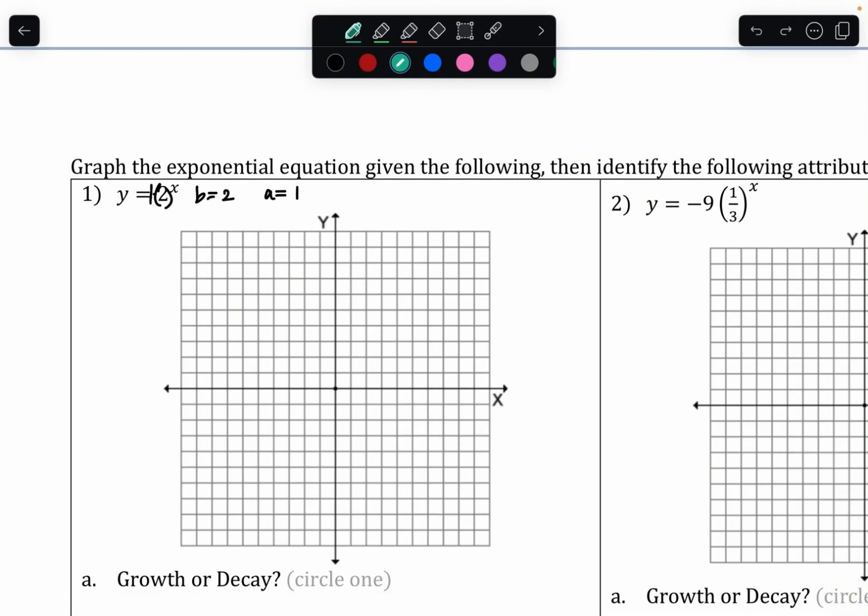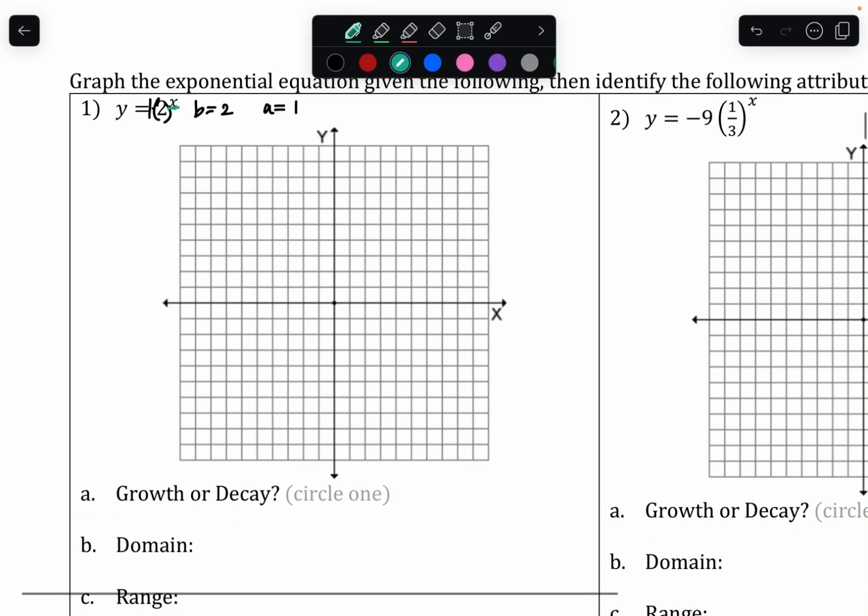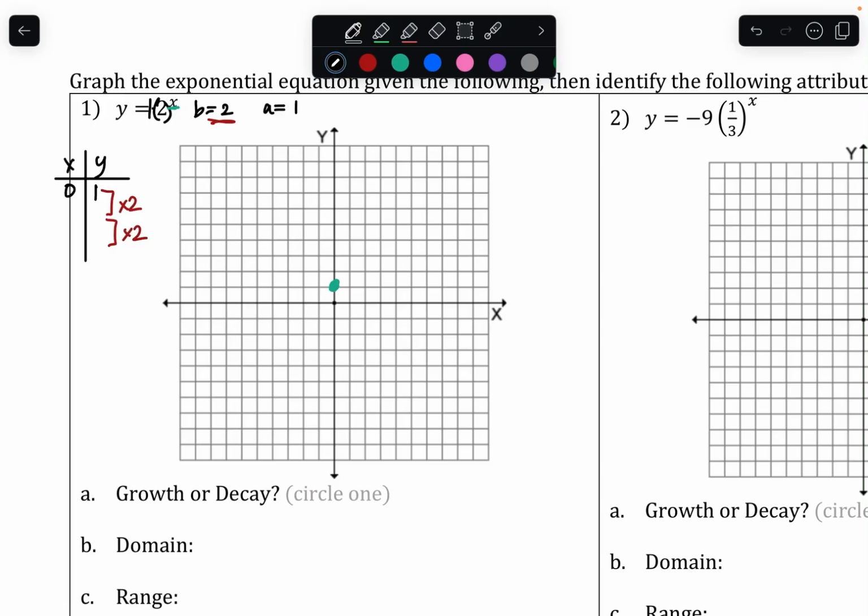And so if you don't see 2 numbers, put the number in parentheses that has the exponent and write your invisible 1. So there's my y-intercept at 1. Okay, and then my b value is 2. And so if we wanted to get some more points to create our graph, we start at the y-intercept, and then we are doubling each time. So we just need to keep multiplying by 2 until we have enough points.